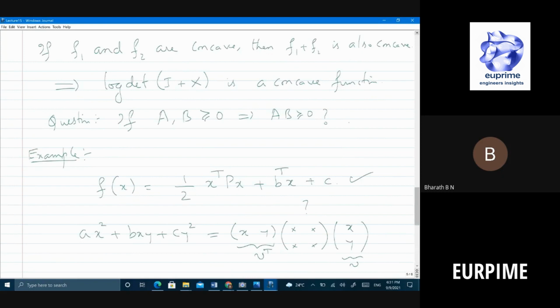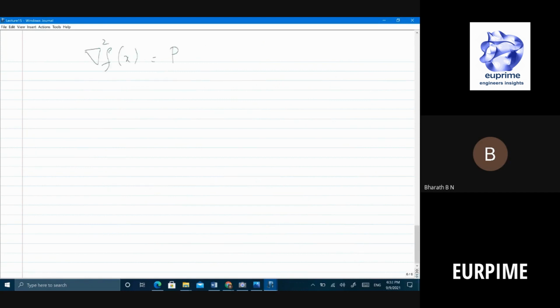And then b transpose x, it's linear in x. So if I take the second derivative, what do I get? 0. Constant anyway, 0. So I get P. So now, if it has to be convex, then this is what you need to have, right? It should be positive semi-definite. So if the matrix P is positive semi-definite, the quadratic function will be convex.